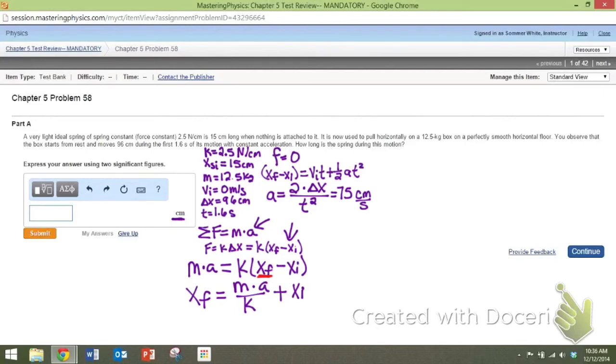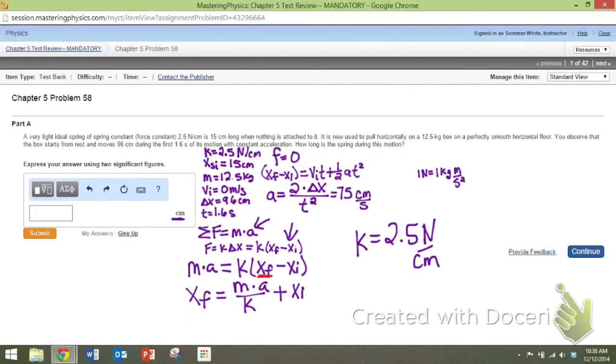All right. We have the fact that K is equal to 2.5 newtons per centimeter. What's the definition of a newton? Well, 1 newton is equal to 1 kilogram meter per second squared. That's all fine and good, but it's not going to get us what we need. We're going to end up with the wrong units in the end, and stuff's going to cancel funny.